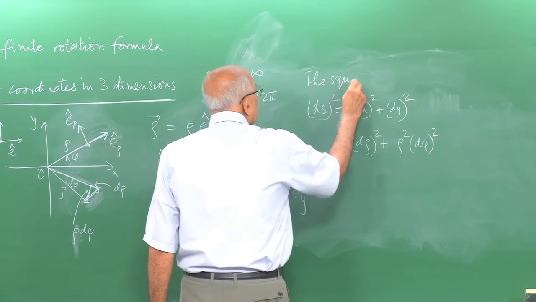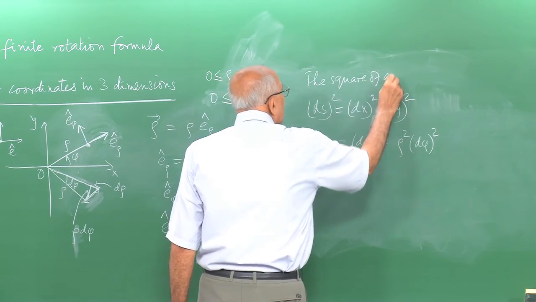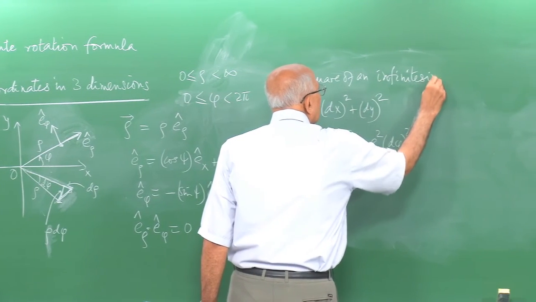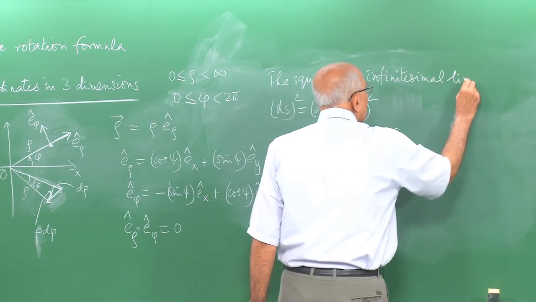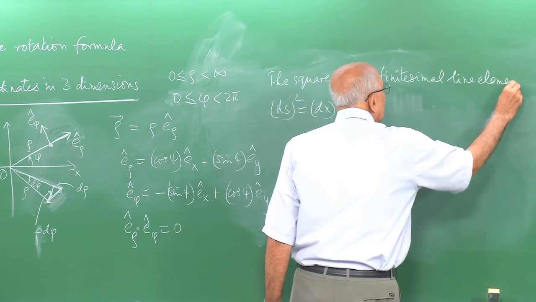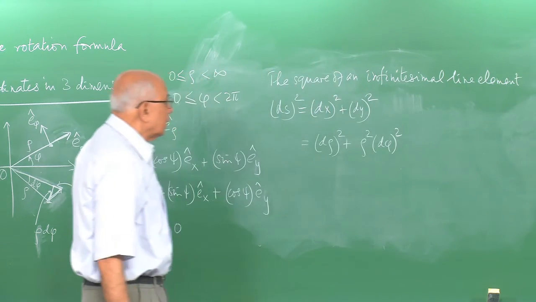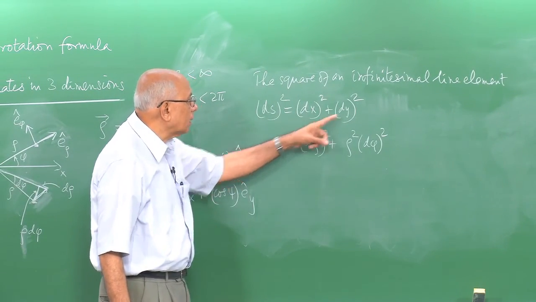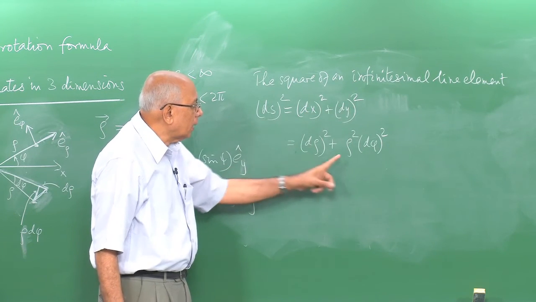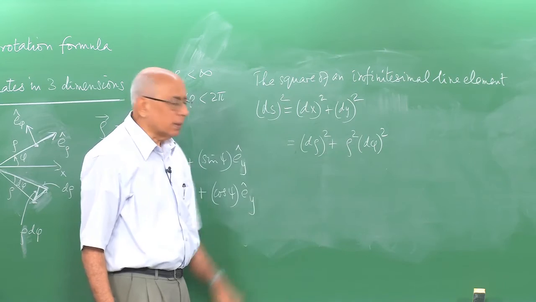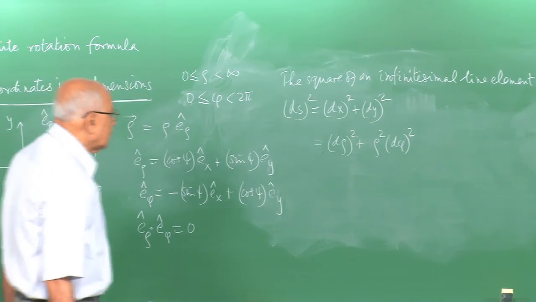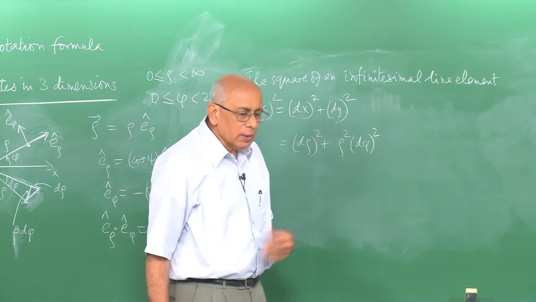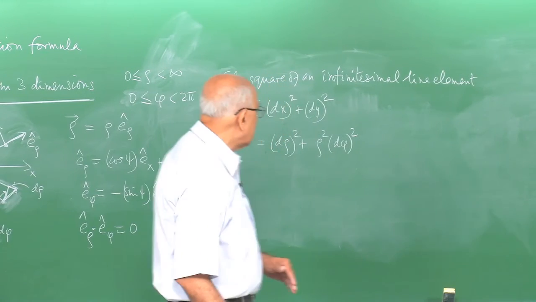The square of an infinitesimal line element ds squared is given by these two quantities, and dimensionally you can see this is all right because this is length squared, length squared, length squared, a dimensionless quantity here. It's important to recognize that there is a coordinate dependence in the line element as soon as you go to any coordinate system other than Cartesian coordinates.